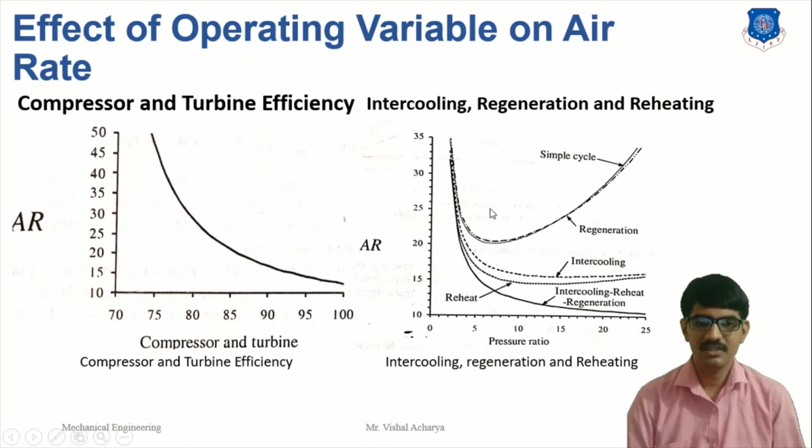But in a simple cycle, the air ratio increases after some pressure ratio. So for the simple cycle design, an optimum pressure ratio is required. When we design the intercooling regeneration cycle, whether the pressure ratio is minimum or maximum makes no difference. When our pressure ratio is high, our air requirement is less. So in an intercooling reheat regeneration cycle, we achieve the maximum pressure ratio with minimum air requirement.